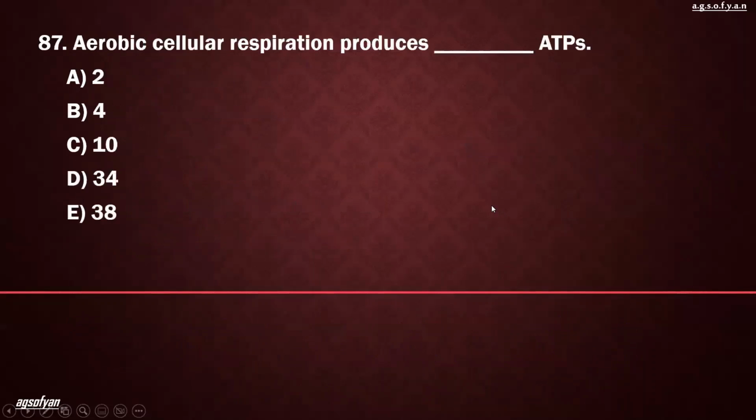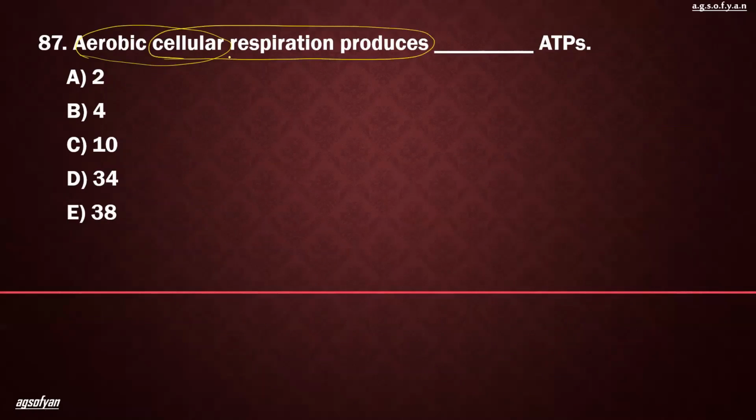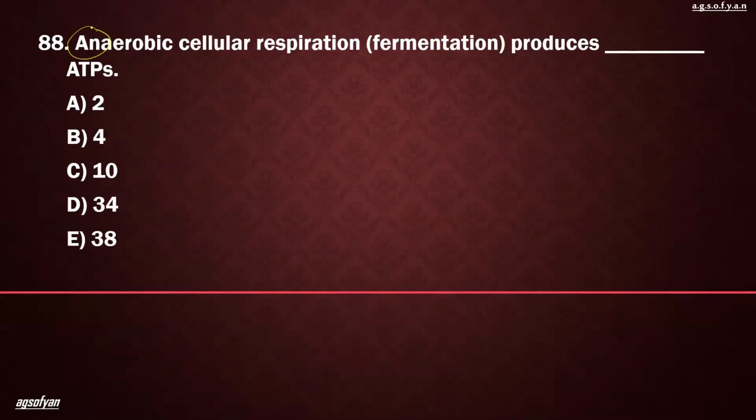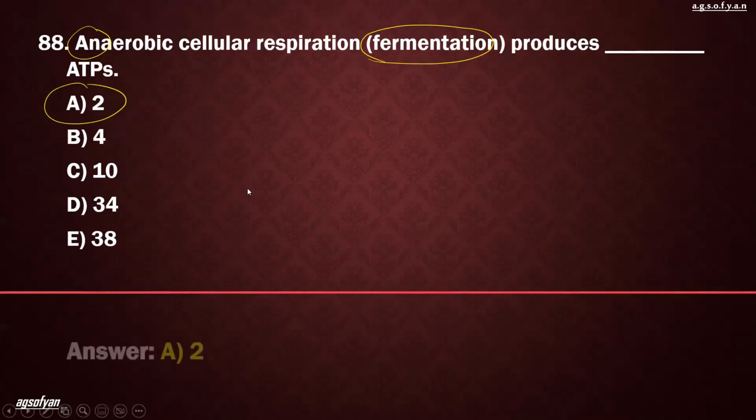Next, aerobic cellular respiration produces how many ATP? 38 ATP. If it is aerobic, always 38. This is normal cellular respiration, 38. Now, how about anaerobic? Anaerobic means there is no oxygen. This is fermentation. How many ATP are produced in fermentation? Only 2. It's a very small number. Only 2.